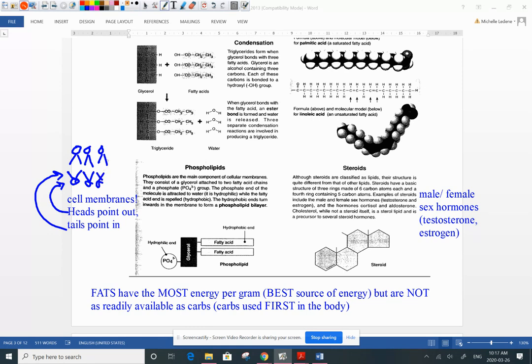What else do we have in our category of fats? Well, we have steroids, and these are based on this ringed molecule, cholesterol, and that's where we get our male and female sex hormones. So males, testosterone, females, estrogen.